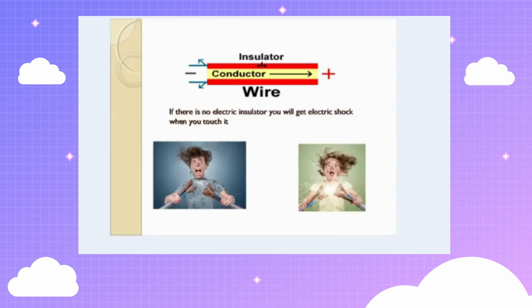If there's no electric insulator, you will get electric shocks when you touch it. As you can see in these two pictures, if you touch them, you would get a severe electric shock, and you can die or you can be safe. So that's why there's insulator added on the top of the wire.